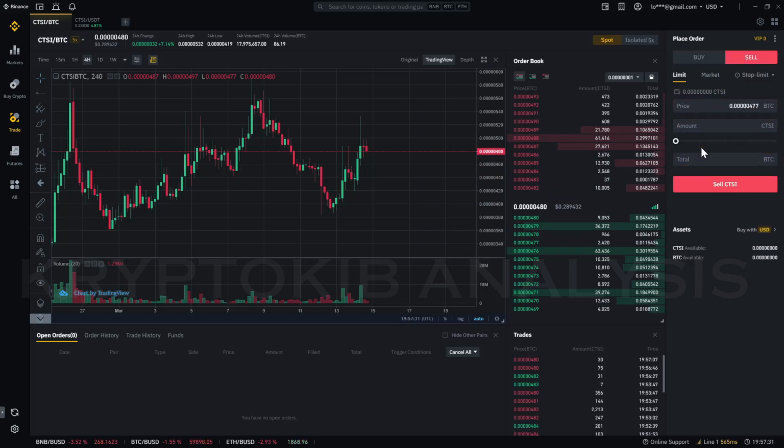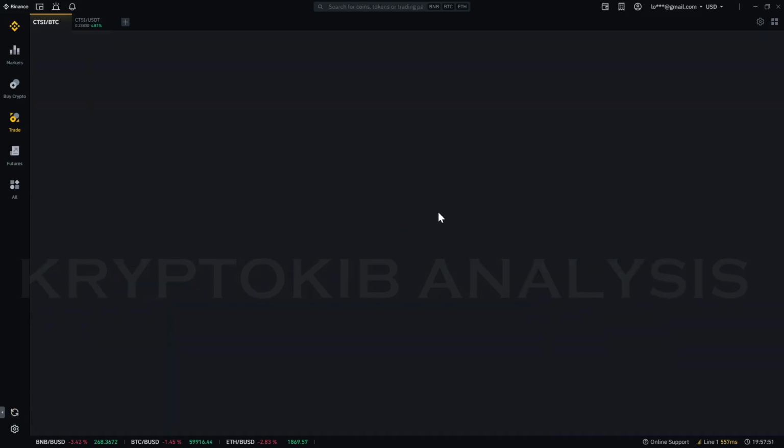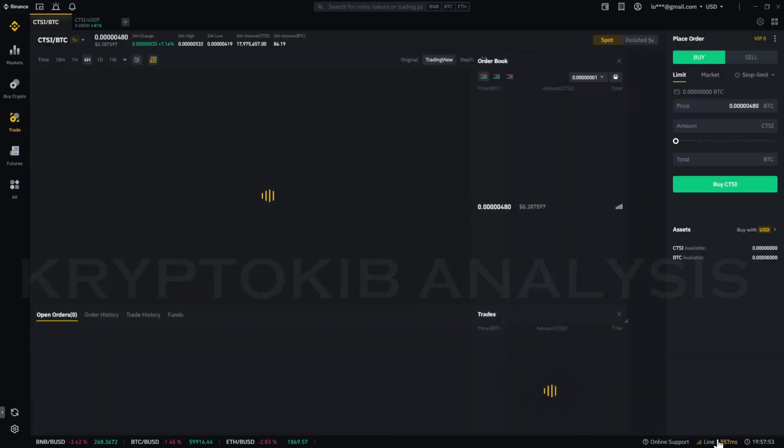I said I want to place a stop loss and a take profit. That means I am bought into the market. And for me to want to place a stop loss and a take profit, those actions are sell operations. So I have to come to my sell tab here. I think I have some CTSI available. Let me refresh this. I don't know why the latency of this balance is very low.